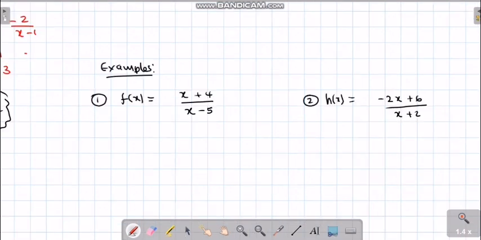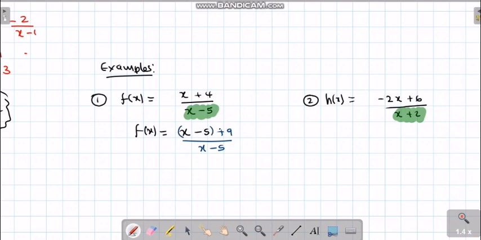Okay, so now let's try these 2 questions. I'll use the first method. So what did I say? I just look at my denominator. I should try and make my numerator have x minus 5. On this side, I should try to have x plus 2 on top. So for this one, f of x, I'll write x minus 5. Now you ask yourself, what should you do to this minus 5 in order to get 4? I should add 9. I'll say plus 9 all over x minus 5.